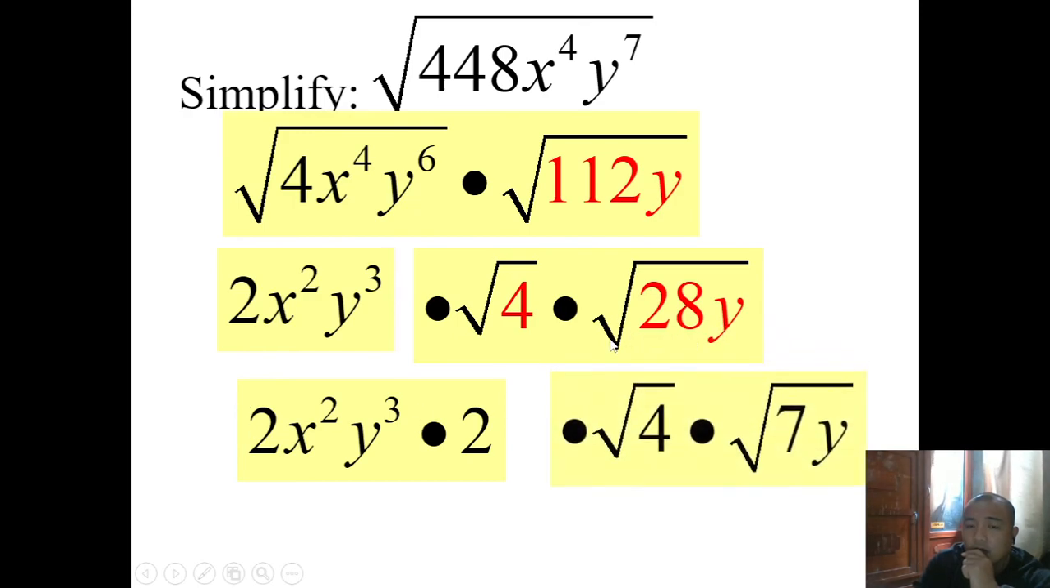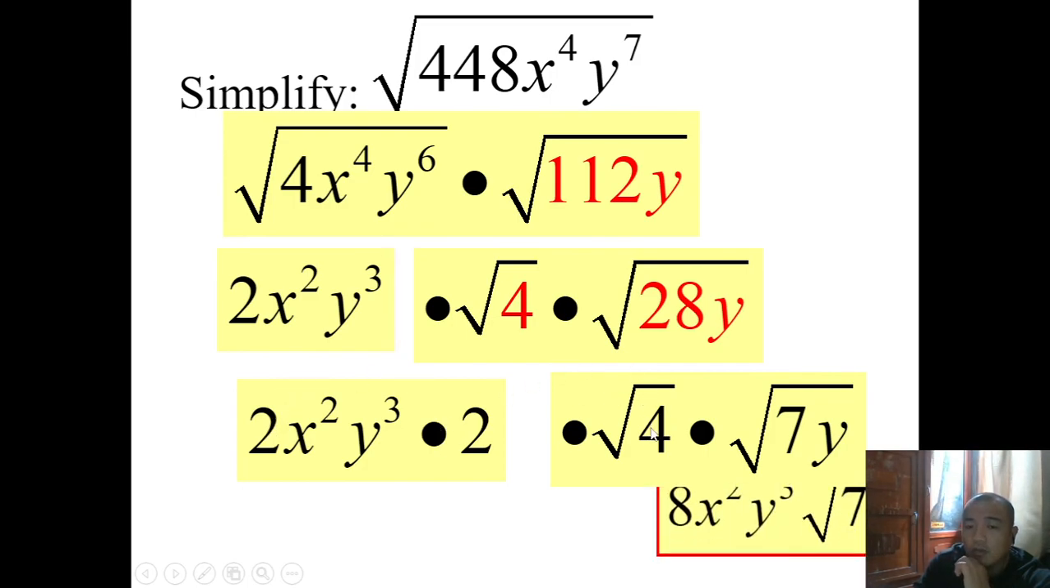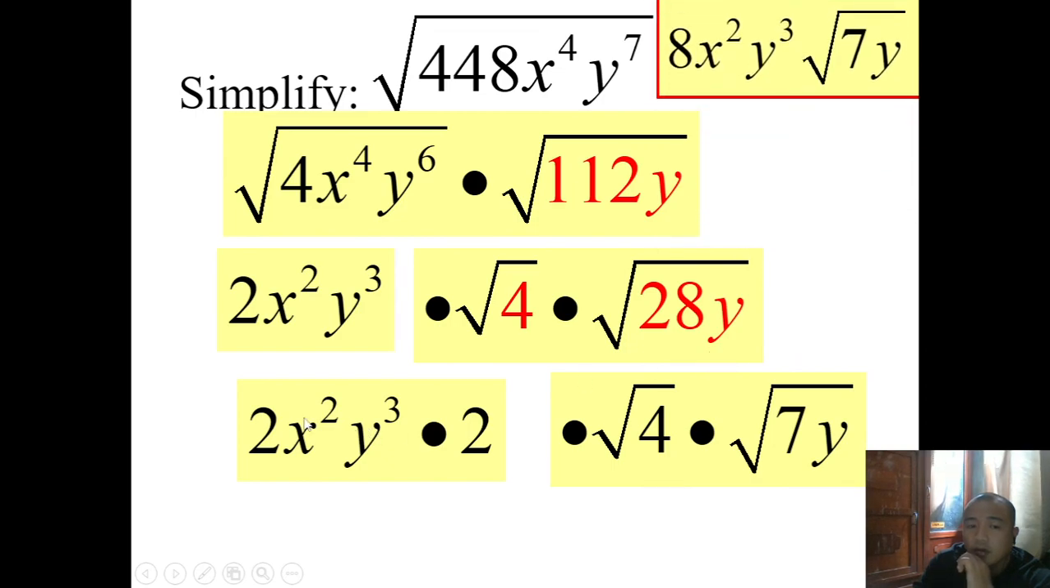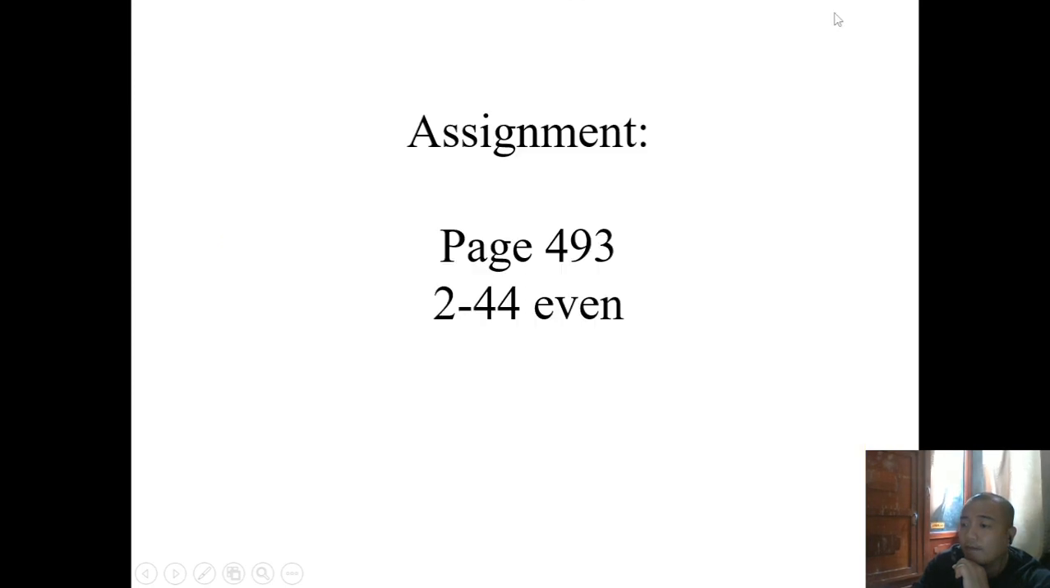Still we can factor 28, which is 4 times 7. And square root of 4 is 2. So 2 times 2 times 2 is 8x squared y cubed square root of 7y. That's the final answer. Or in short, 64 times 7 are the factors of this so you can factor at once. So 64 times 7 is 448. So that's 8x squared y cubed square root of 7y.